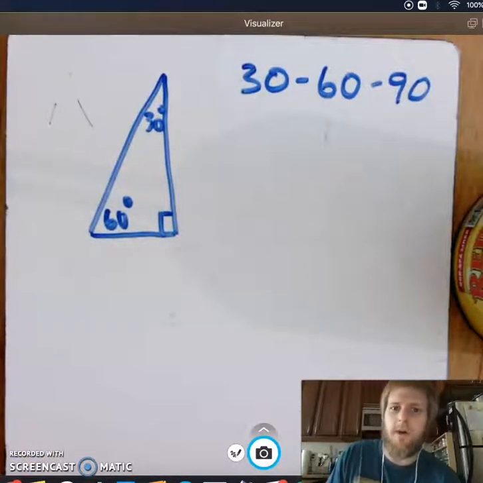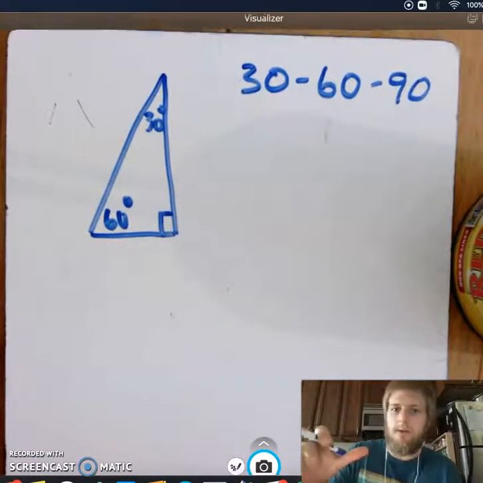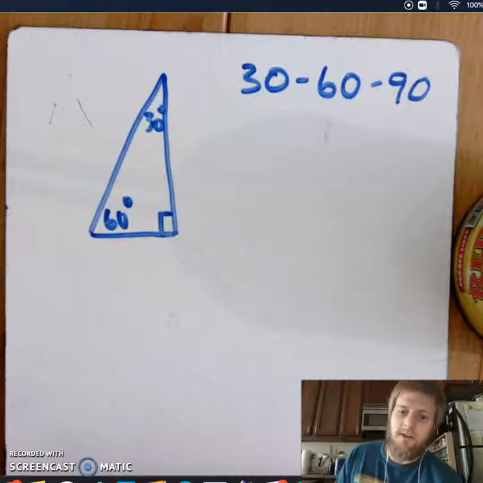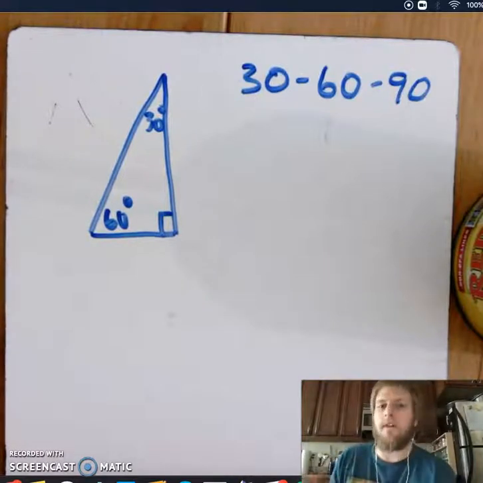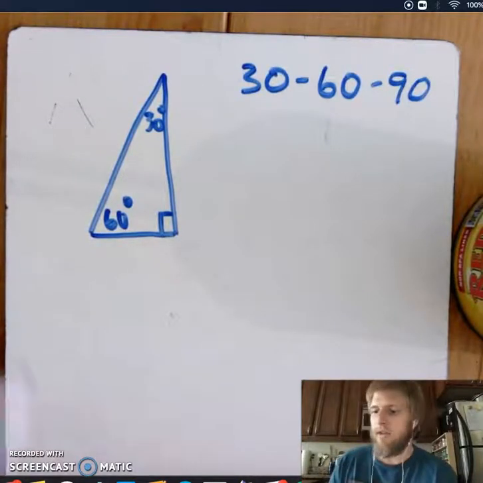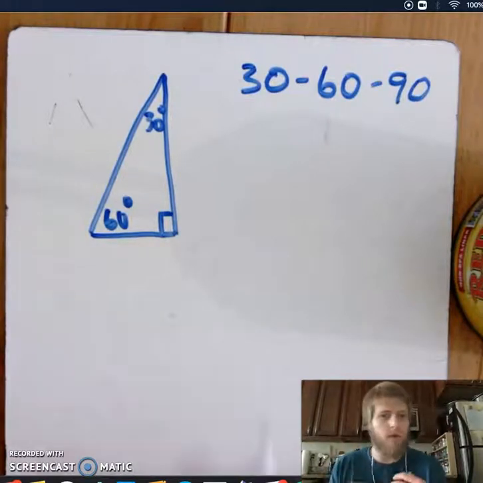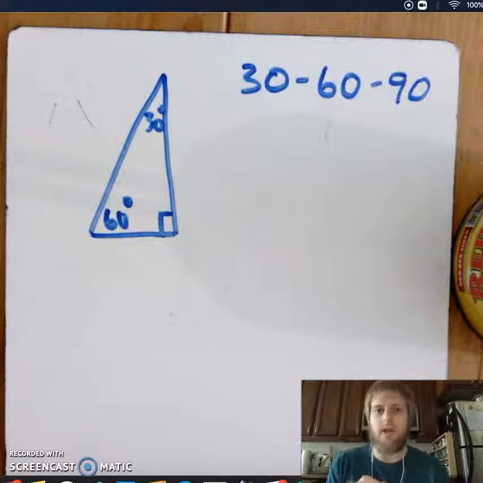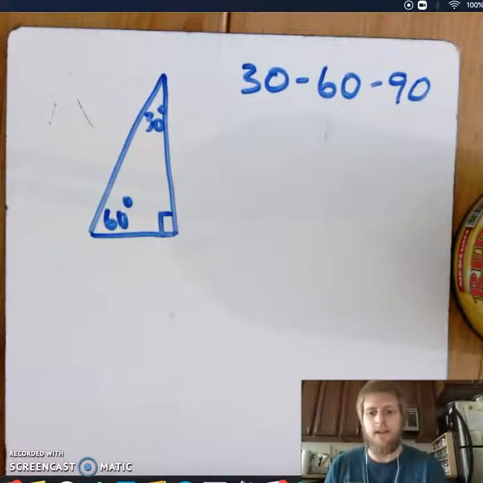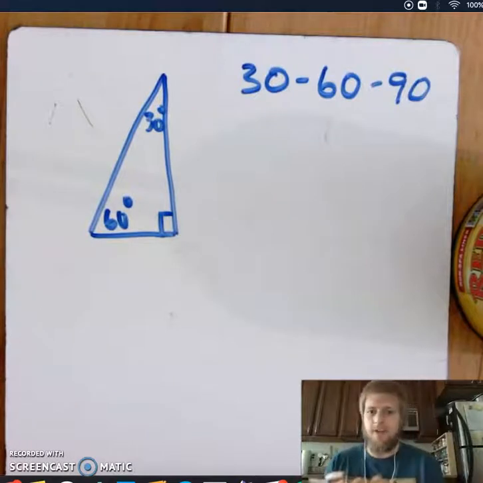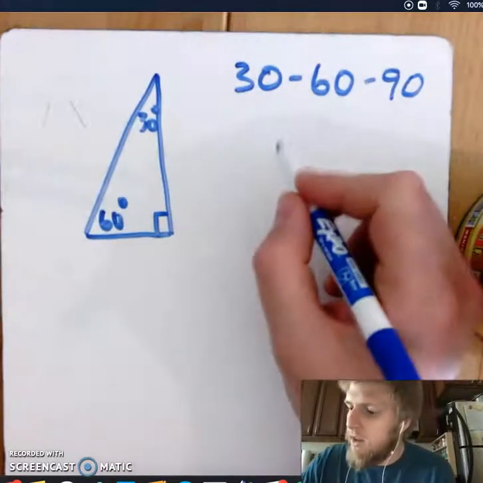I wanted to take a quick moment to give you a little bit of a deeper dive into our 30, 60, 90 triangles and our 45, 45, 90 triangles. So we'll start with the 30, 60, 90, and I want to show you why you get that weird root 3 relationship with this particular one, and then that weird root 2 relationship with the other one. It actually just comes down to the Pythagorean theorem.